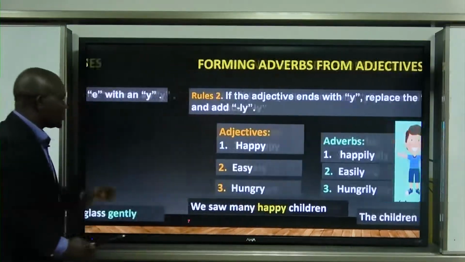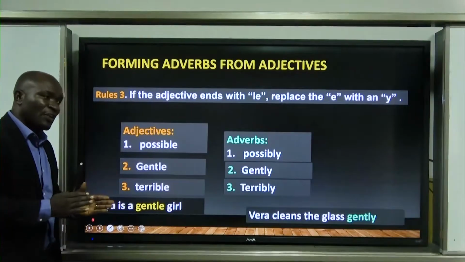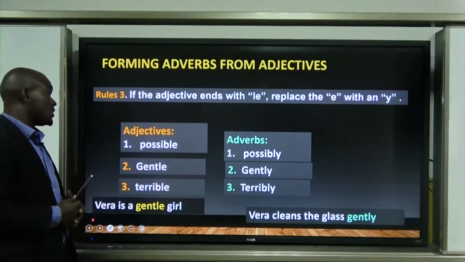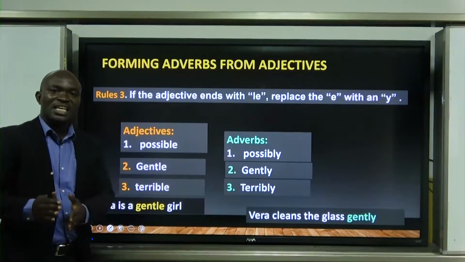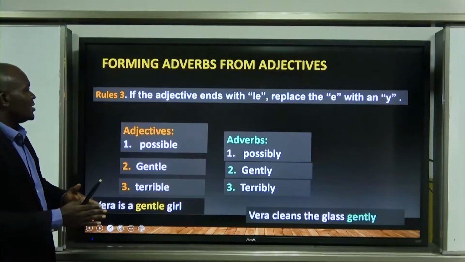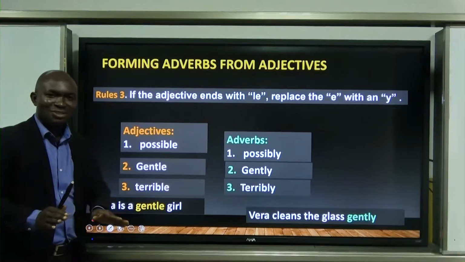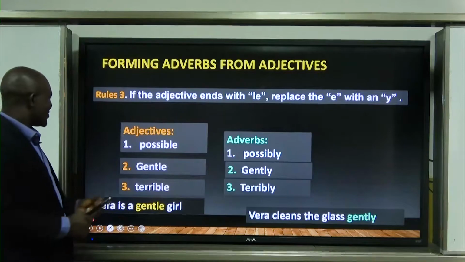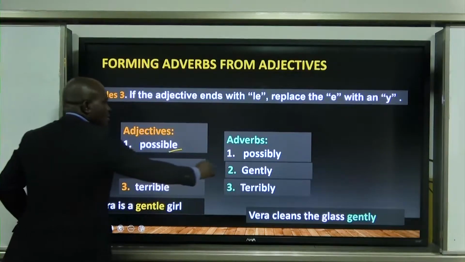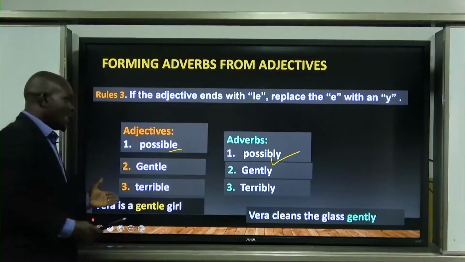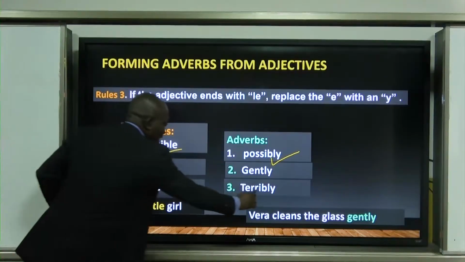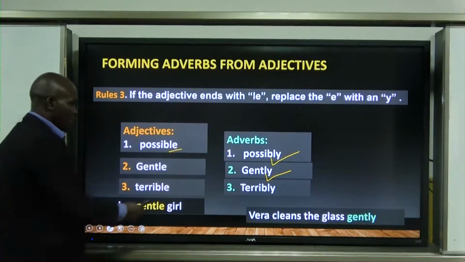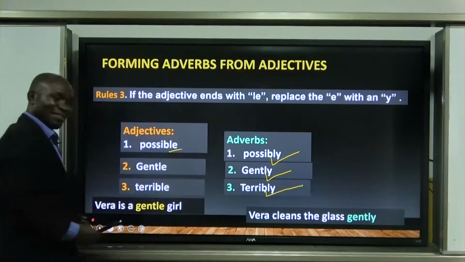Let's look at another rule for forming adverbs from adjectives. If the adjective ends with le, for example gentle, you simply replace the e with a what? Replace the e with a y. You don't need to add anything else. So simple becomes what? Simply. Possible becomes what? Possibly. Gentle becomes what? Gently. Terrible becomes what? Terribly. I'm sure you get that.